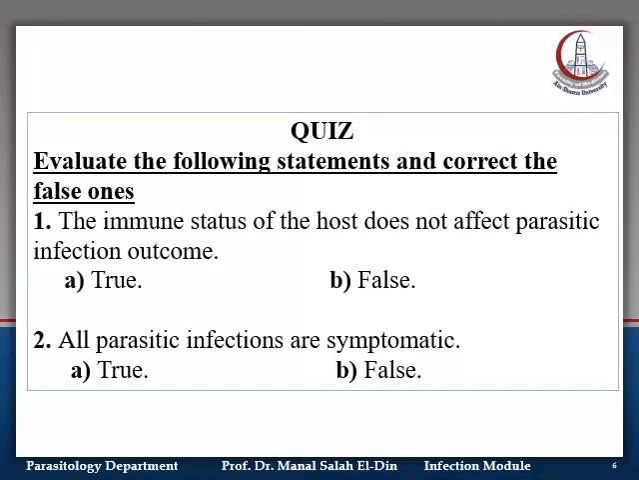Answer this question, please. The immune status of the host does not affect parasitic infection outcome. True or false? False. All parasitic infections are symptomatic. True or false? False. Thank you.